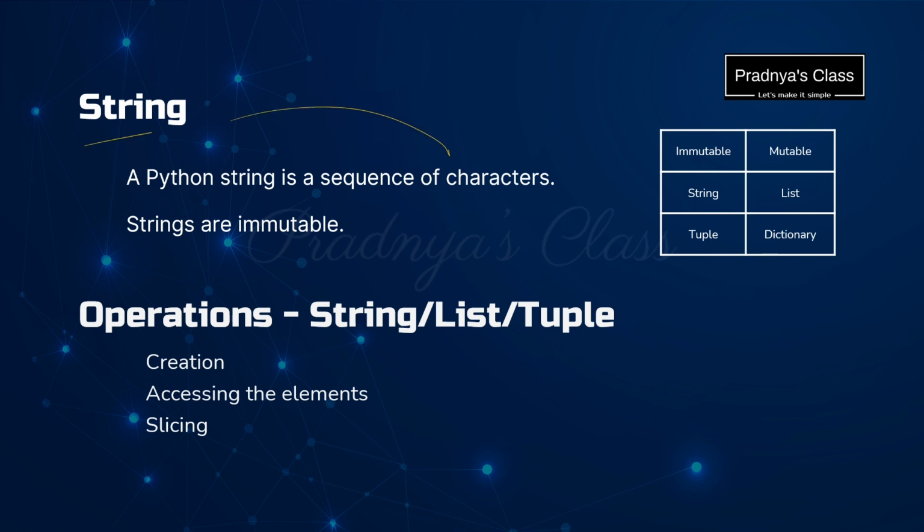String is a sequence of characters. Here is the important property we should keep in mind, that strings are immutable. Immutable means we cannot change the content of the string in place. Here are some of the operations which we can perform on string. We can create string, we can access the elements of the string, that we do using index. And the third operation which we can perform on string is slicing. Slicing means extracting the portion of the string.